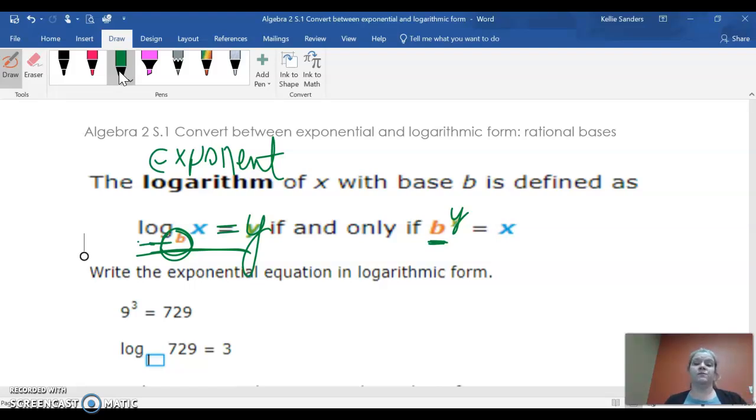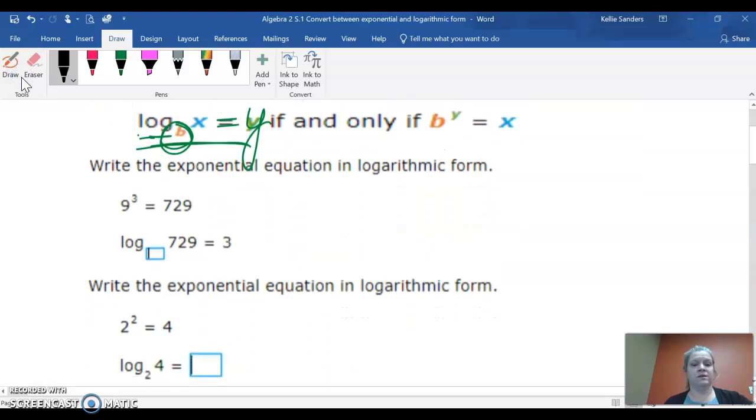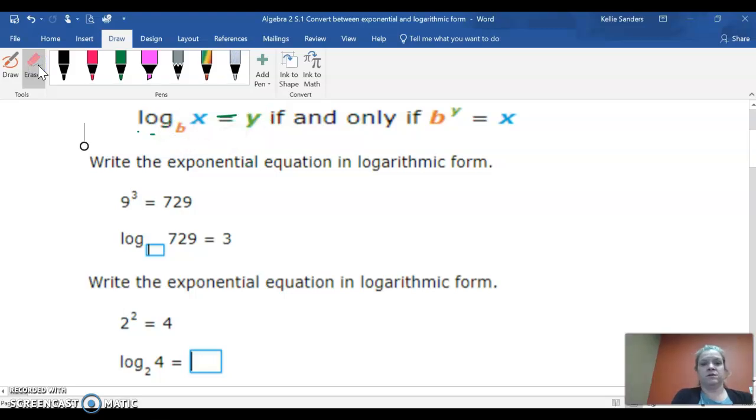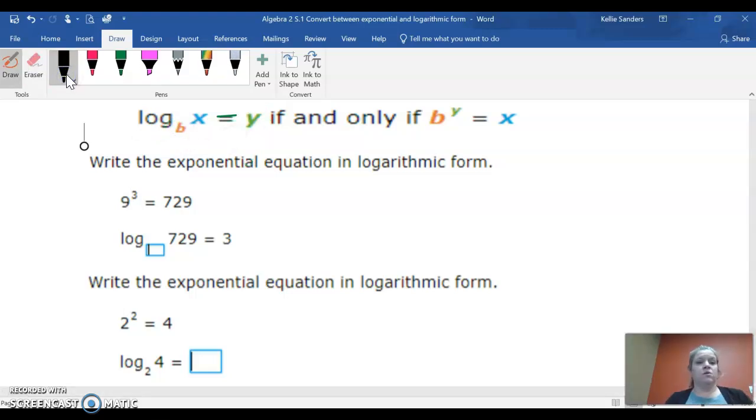So log base b of x equals y can be rewritten as b to the y equals x. Right? B to the y equals x, and x is the answer if you have an exponential expression. Okay, so we're going to kind of see where things are headed with this. And it says, let me clear this off for just a second. There we go. Write the exponential equation in logarithmic form, and all we're doing is filling in the blank.